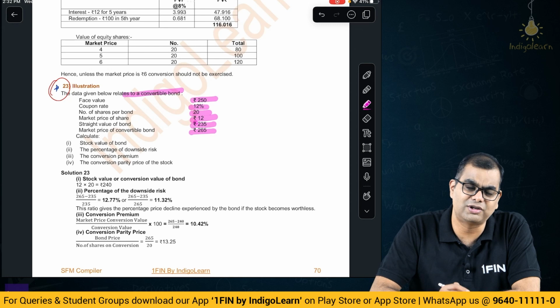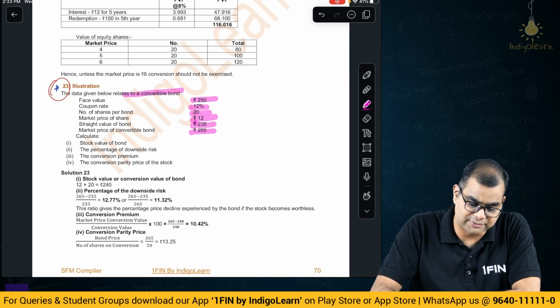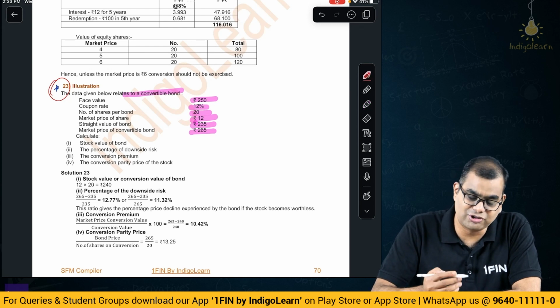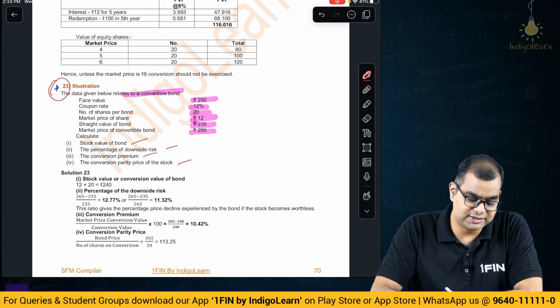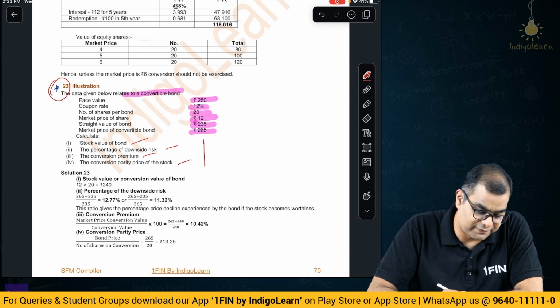What is the straight value? What is this new term that we have learned? I will explain to you. As we see the solution, you yourself will understand. You are required to calculate stock value of the bond, percentage of downside risk, conversion premium, conversion parity price of the stock. Again, all these are new terms. Let us go one by one.